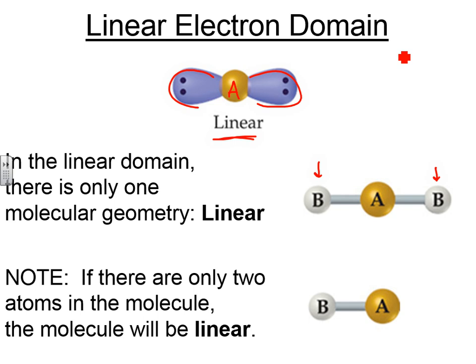Now remember, we're going to begin with electron domain. This is the electron domain geometry, and then we're going to determine the molecular geometry. In this case, it's the same, because you simply have atoms on the end of the electron domains. So this is linear. Simplest one.